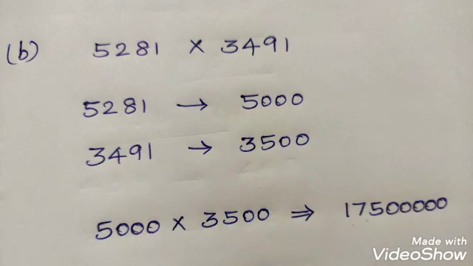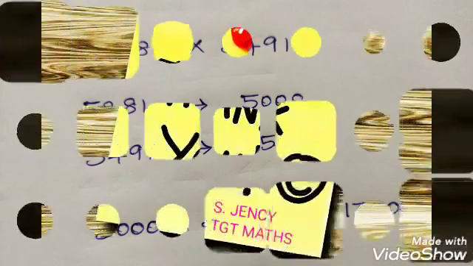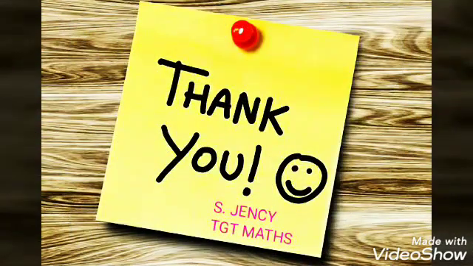The only one thing you have to keep in your mind: we are going to round off to the nearest tens means you should see the ones place. Right? Hundreds means you should see the tens place. Thousands means you should see the hundreds place.